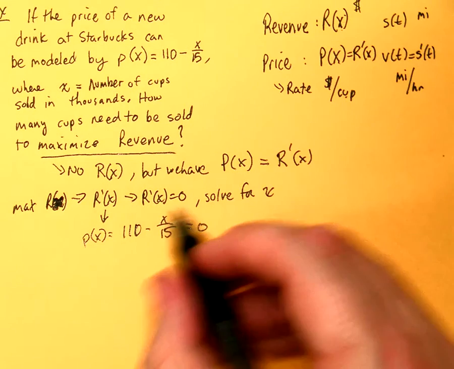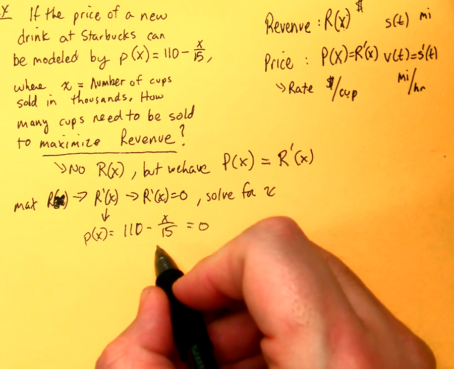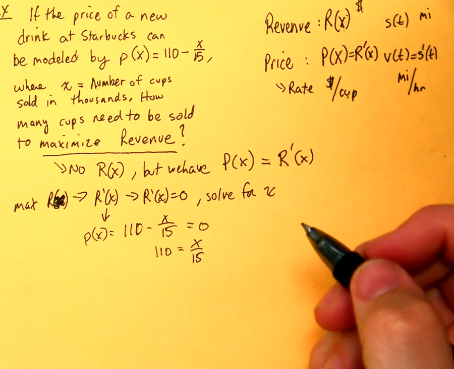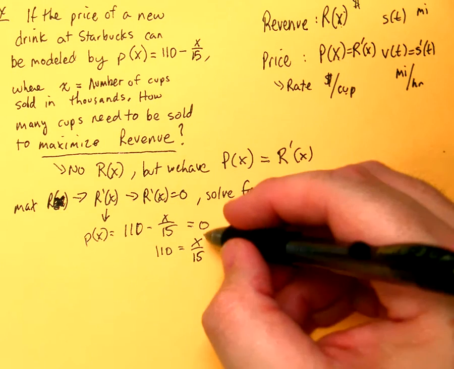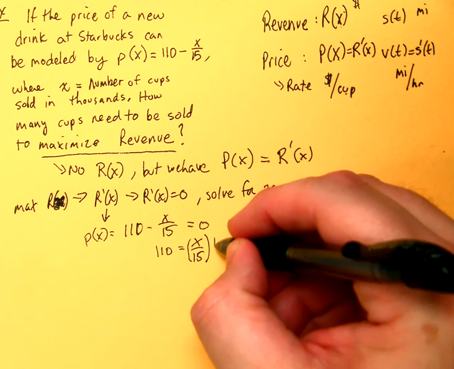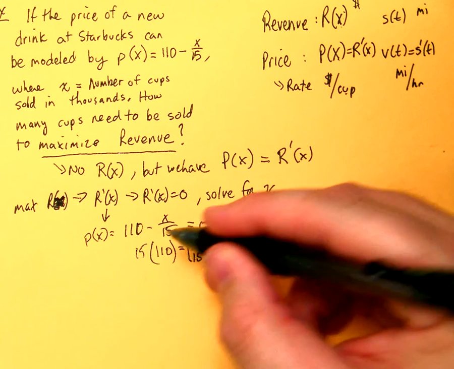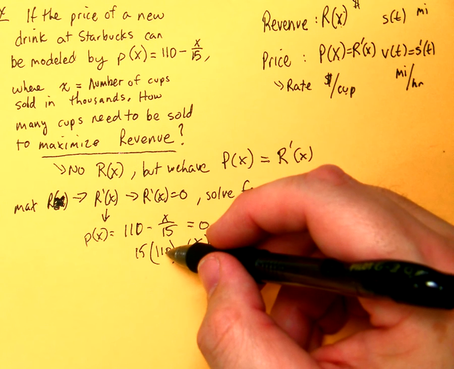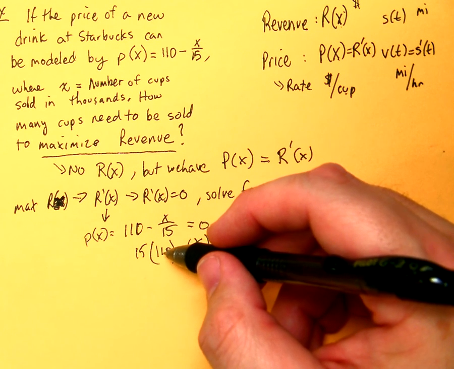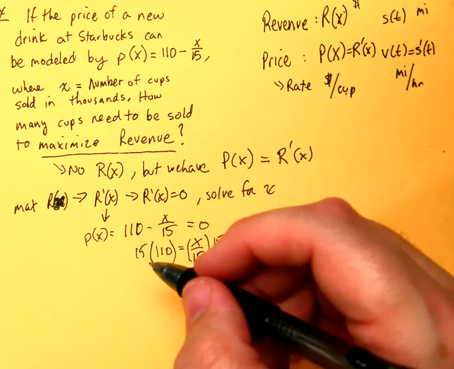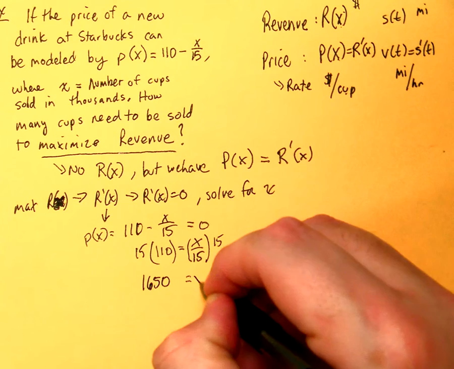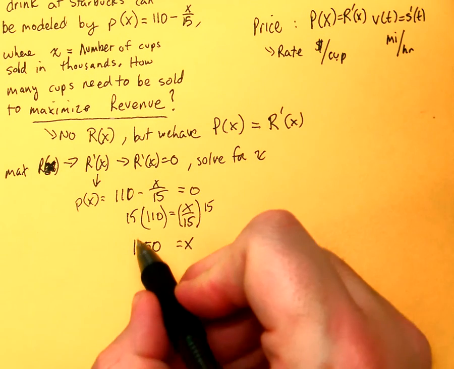I'm going to add X over 15 to both sides, so I'll get 110 is equal to X over 15. Multiply by 15. Is it 1,250? That's close. You sure? Yes. So we got X to be 1,650, but what does that represent?